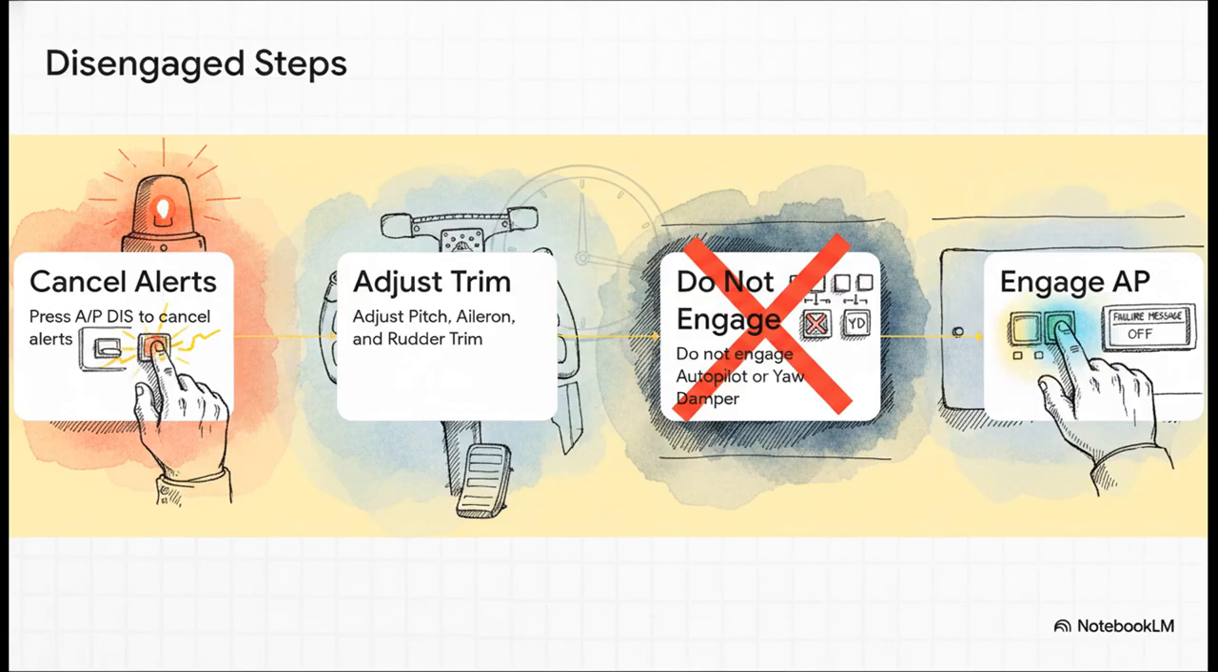So, here is your required sequence straight from the book. Step 1, press AP DIS to cancel the alerts. Step 2, you have to manually adjust your pitch, aileron, and rudder trim as necessary to actually fly the aircraft. Step 3, do not engage the autopilot or yaw damper. You just have to hold off and wait. And finally, Step 4, if the associated failure message goes out, well then you can go ahead and engage the autopilot as required. You need to follow this sequence exactly. Don't add steps, and for sure, don't skip any.